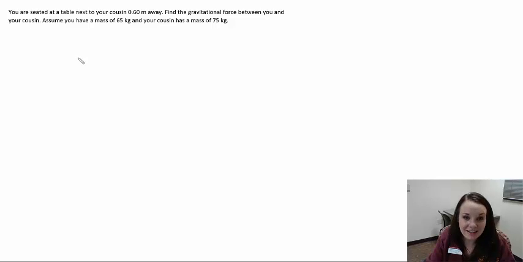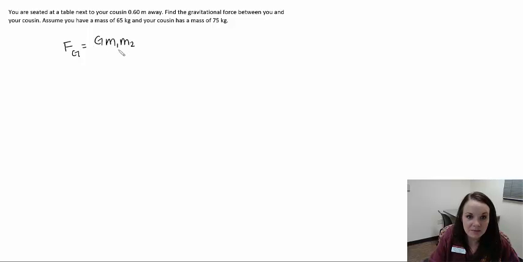So let's first find the equation for gravitational force. There's an equation in your book or in your notes that I'm sure you've learned. F sub g equals G, which is our universal constant, times m1 times m2 divided by r squared.